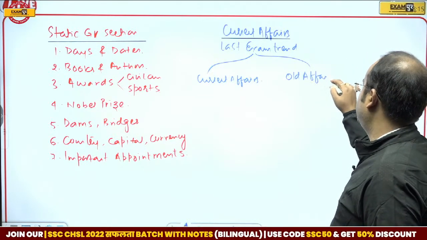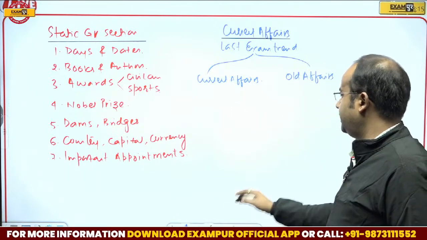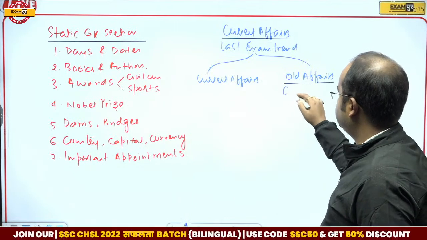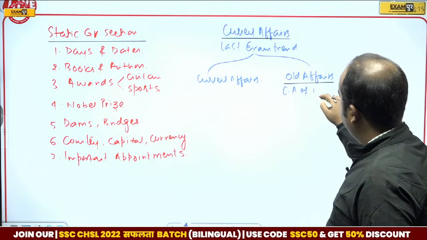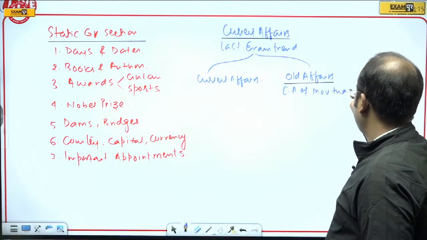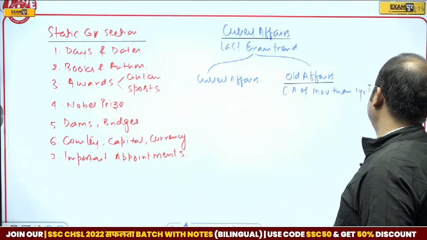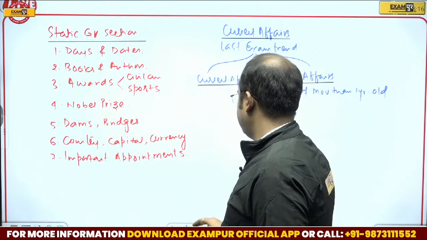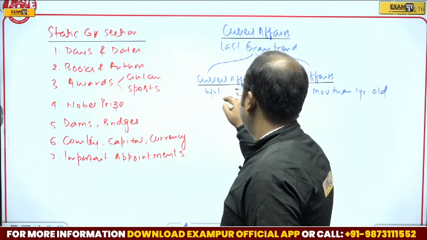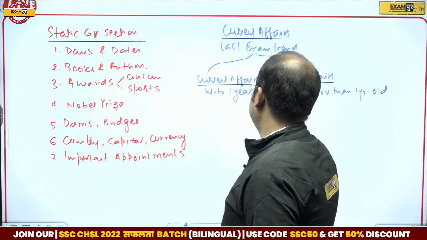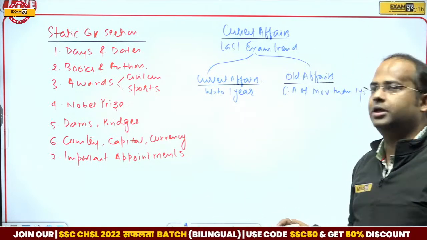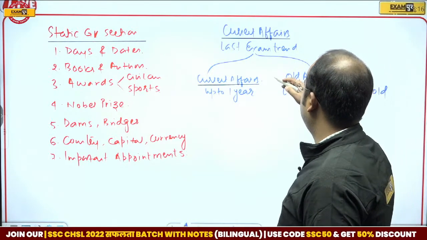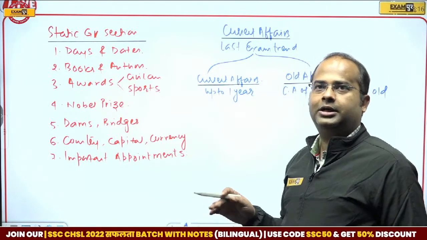Old affairs means current affairs of more than 1 year. Current affairs up to 1 year is the current one, and more than 1 year is the old affair. So sometimes they have asked questions from the old affairs also, other than current affairs.